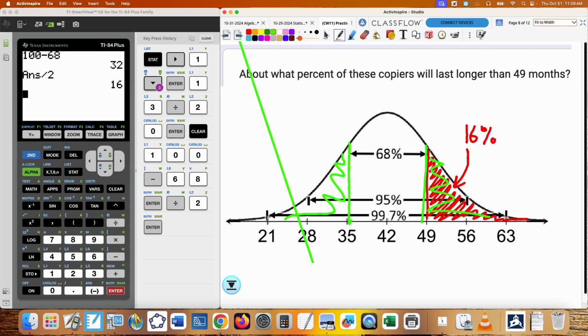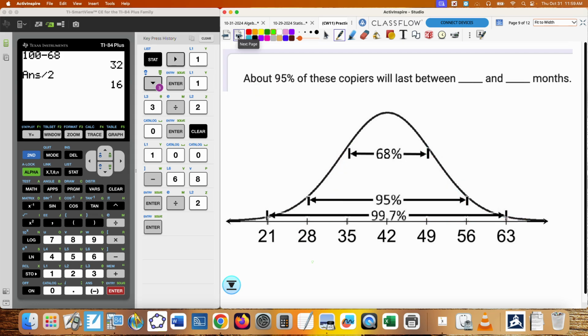New problem. About 95% of these copiers will last between blank and blank months. The cutoff values that bound the middle 95% are right here. You can see them. 28 months and 56 months. So 95% of these copiers will have lifespans between 28 months and 56 months.